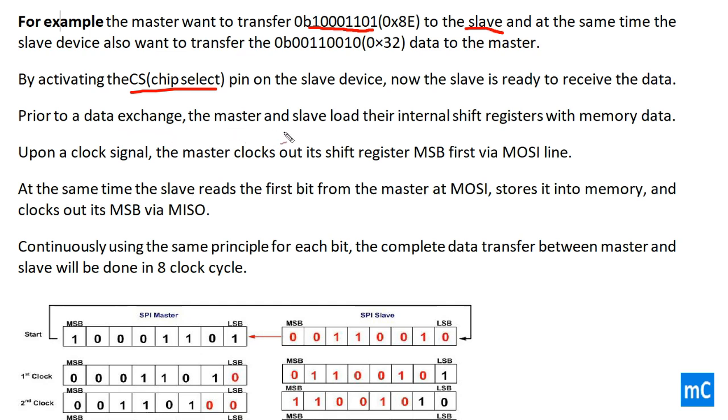Prior to the data exchange, the master and slave load their internal shift registers with the memory data. Upon a clock signal, the master clocks out its shift register MSB first via MOSI, that is the master out slave in line. At the same time, the slave reads the first bit from the master at MOSI, stores this received data into memory, and clocks out its MSB via MISO. Continuing with the same principle for each bit, the complete data transfer between master and slave is done in 8 clock cycles.